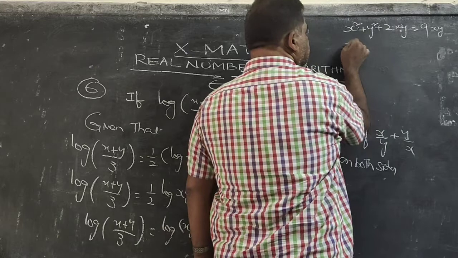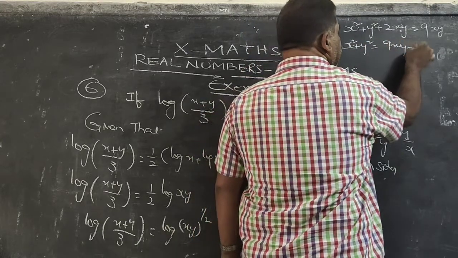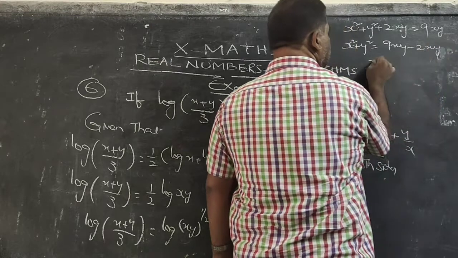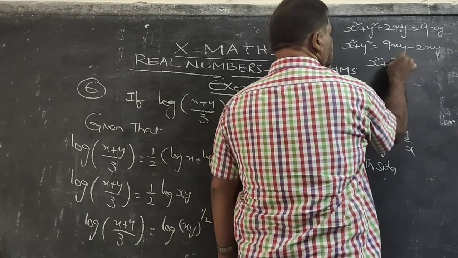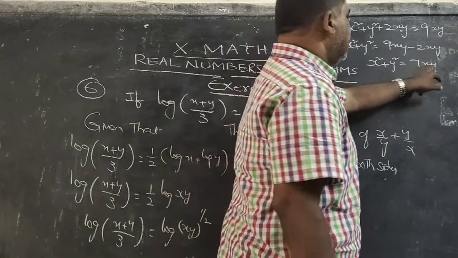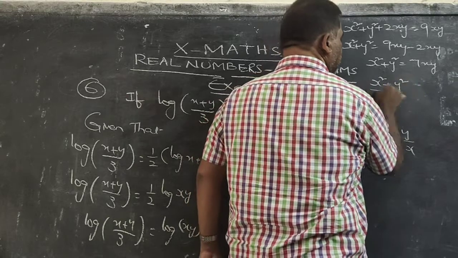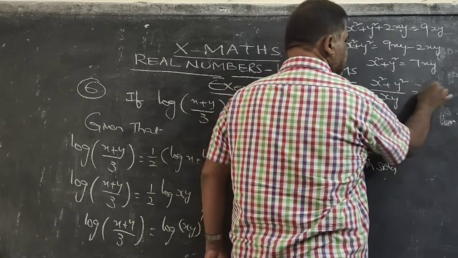Send 2xy that side. x² + y² is equal to 9xy − 2xy. So x² + y² is equal to 7xy. Send this xy this side, it will become (x² + y²)/xy is 7.